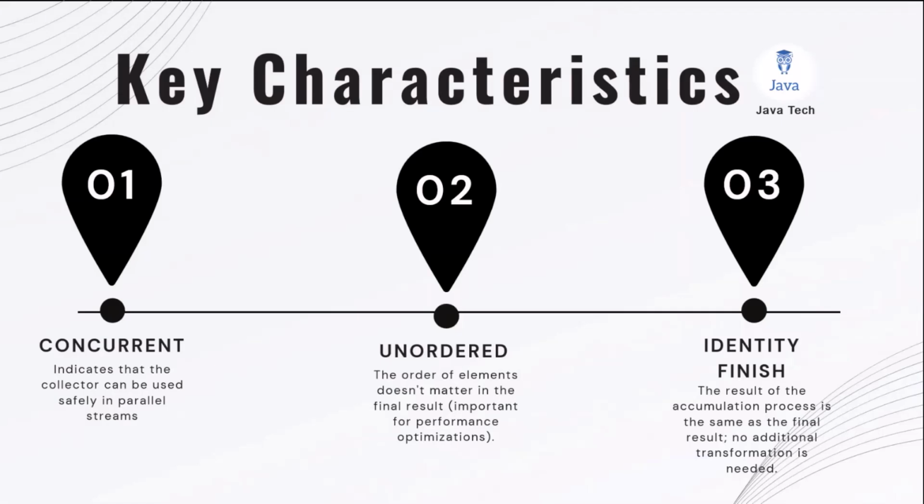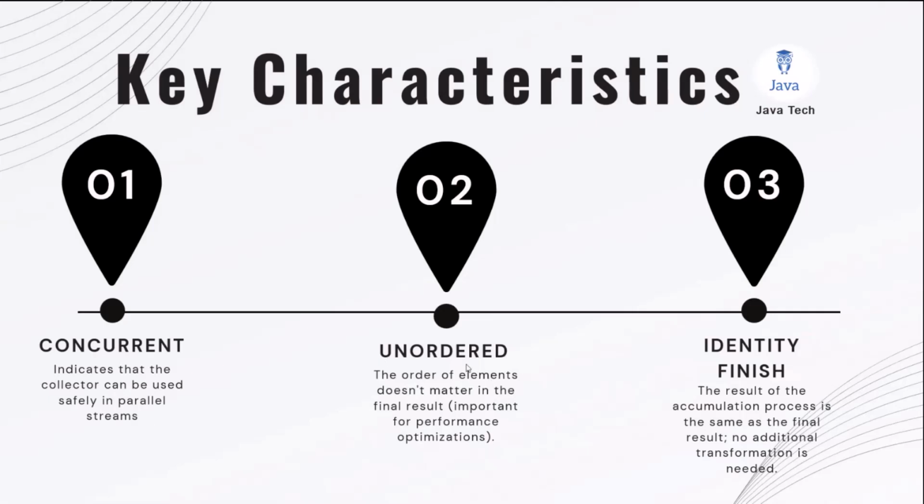There are 3 characteristics: concurrent, unordered, and identity finish. First is the concurrent characteristic. If you set this in the characteristics function, then this indicates that the collector can be used safely in a parallel stream. Though there is one condition that the container must be thread safe, like ConcurrentHashMap. It enhances performance for parallel streaming.